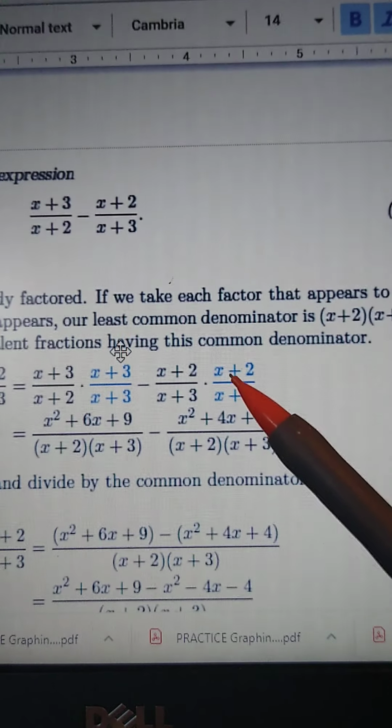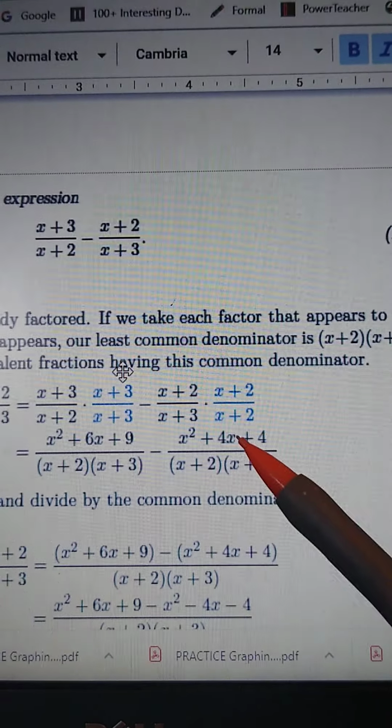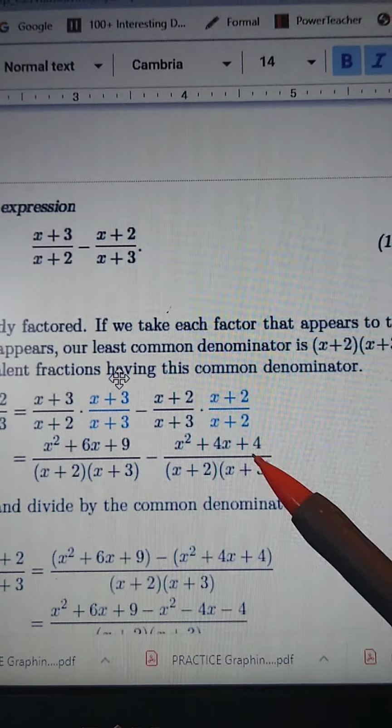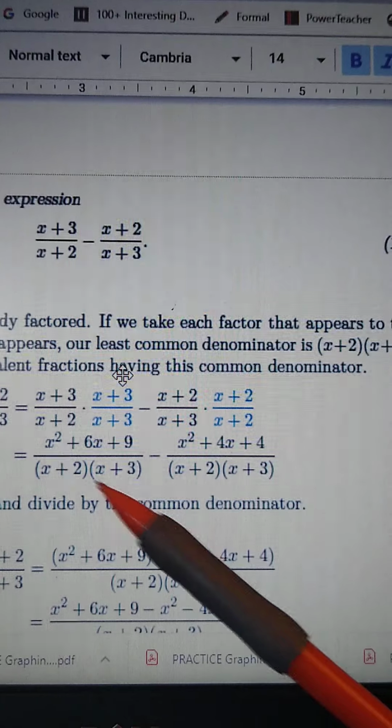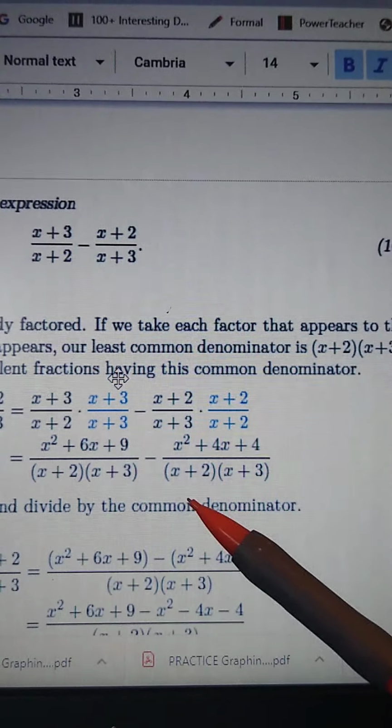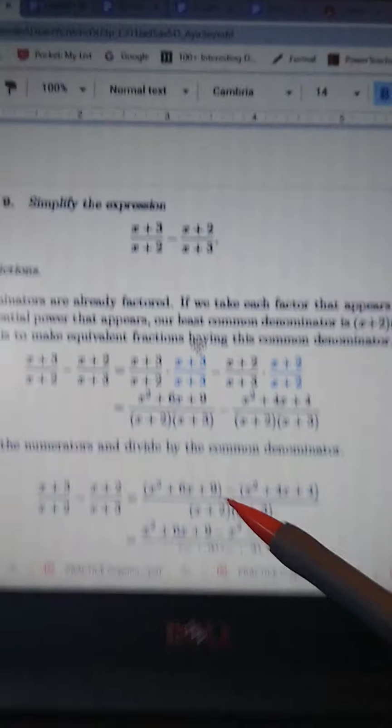Both of them. On the right side, I have x plus 2 times x plus 2. Well, that's x squared plus 4x plus 4 when you distribute it out. So now I've simplified and made common denominators. So now I have something that's more complicated, but I have the same denominator.